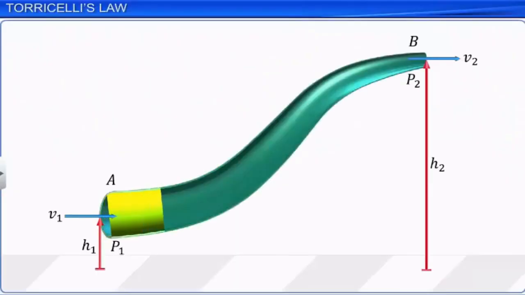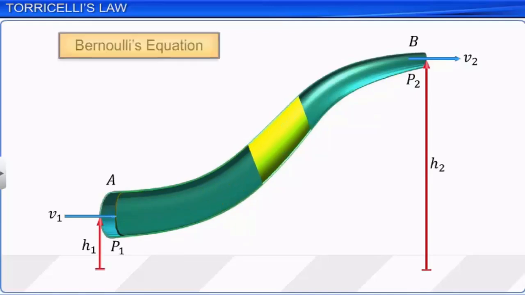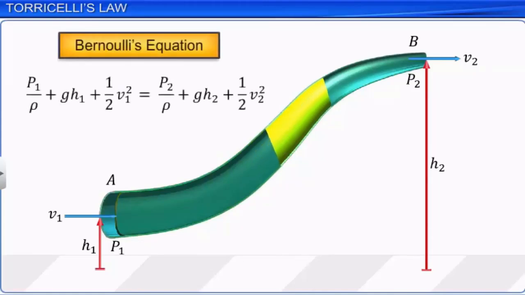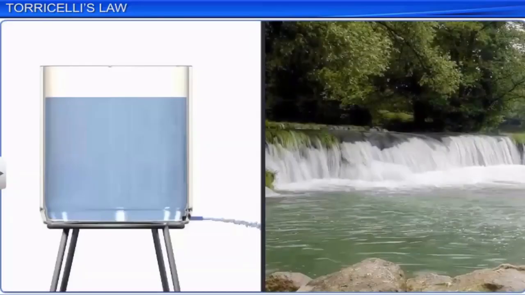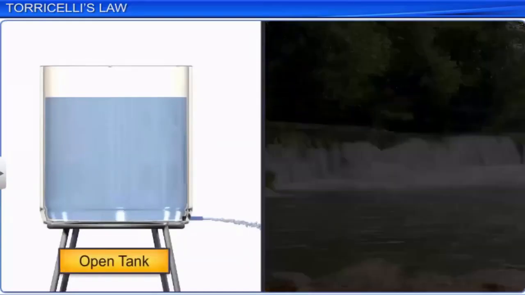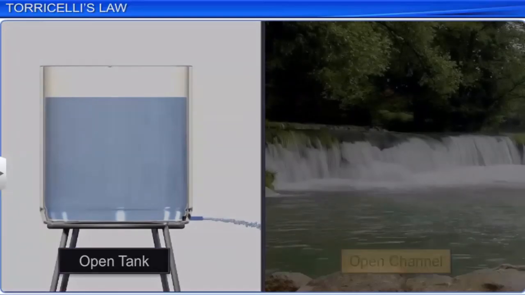Bernoulli's theorem has a large number of useful applications and is used to explain a wide variety of phenomena for low viscous and incompressible fluids. According to Bernoulli's equation, the sum of pressure energy per unit mass, potential energy per unit mass, and kinetic energy per unit mass of a fluid is constant. Bernoulli's theorem helps us to study the outflow of liquids from open tanks or open channels.